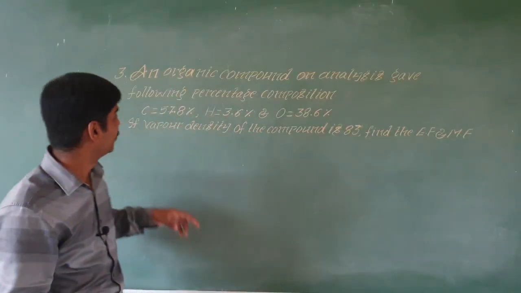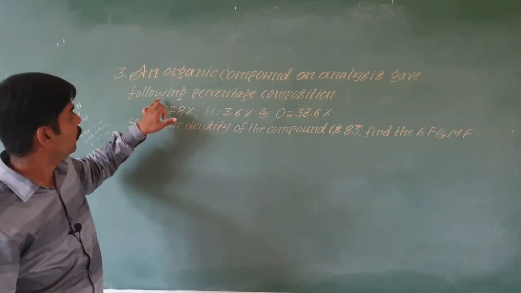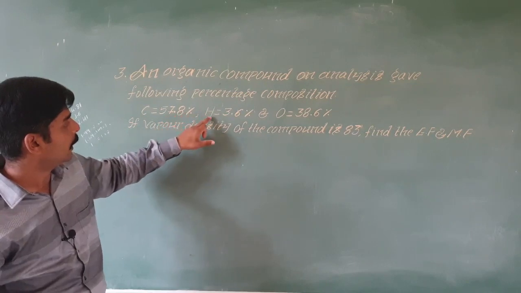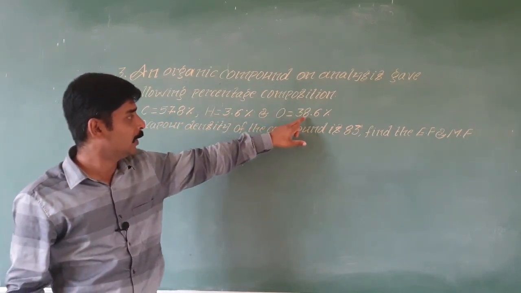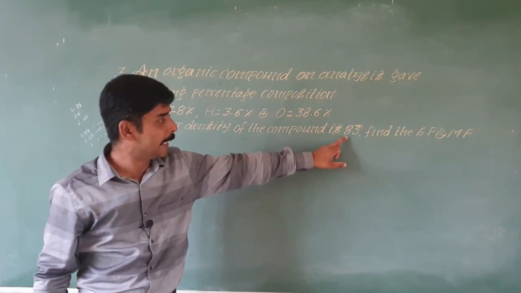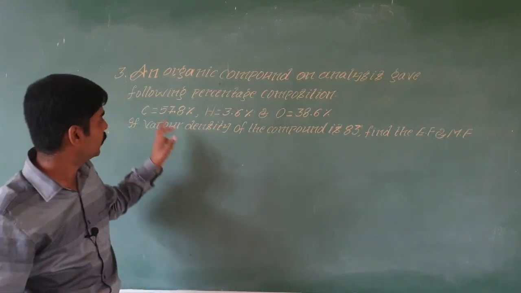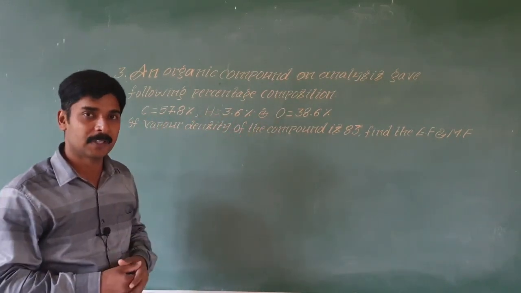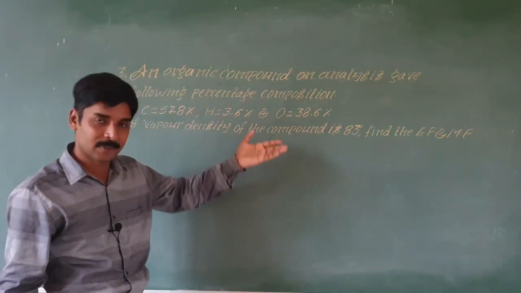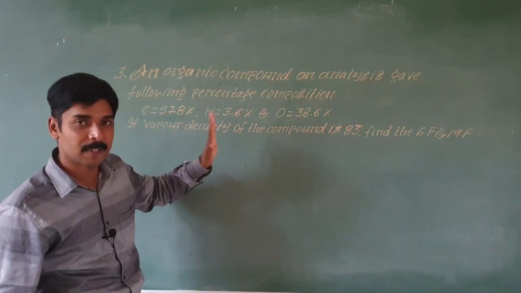Third problem. An organic compound on analysis gave following percentage composition: carbon 57.8%, hydrogen 3.6%, oxygen 38.6%. If vapor density of the compound is 83, find the empirical formula and molecular formula of the compound. Here the percentage composition of all these elements are given. And remember, it need not be always carbon, hydrogen, oxygen. It can be any element present. You have to read the question and note down the elements present in the compound.